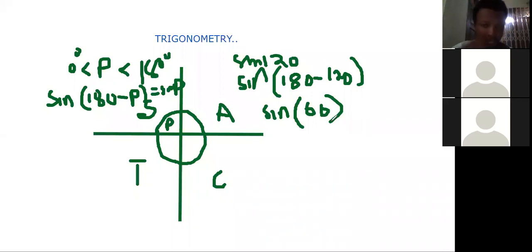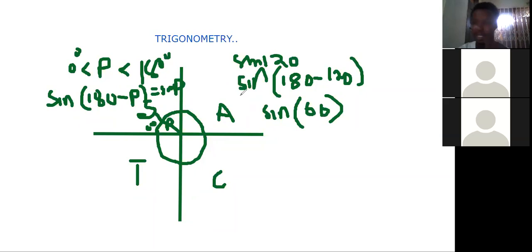Yes, sir. So, just as I explained earlier, if you were to trace the 120, it will be somewhere around here. It will be the angle from here to here. The 60 will be the one here. So we can use this formula, which is the same as sine P.